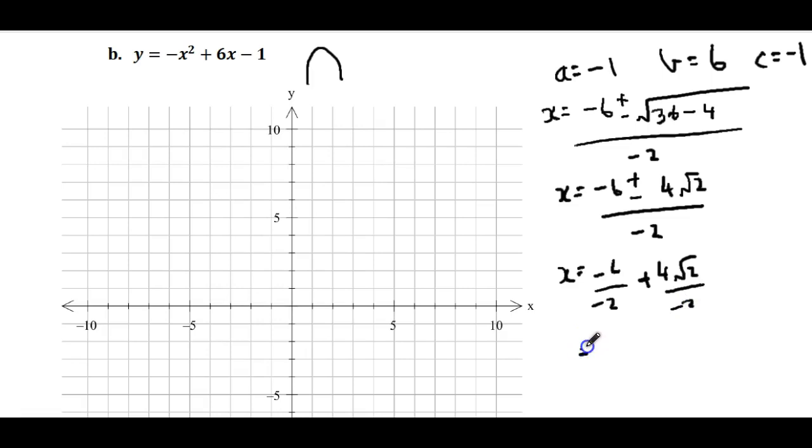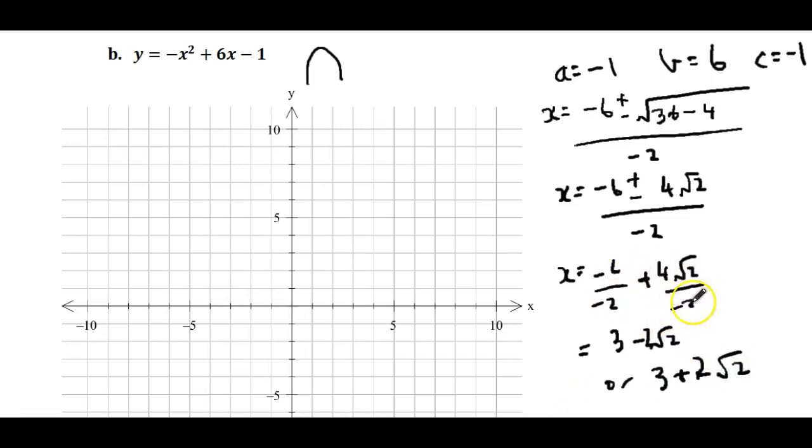Sorry, I'm just thinking. Okay, so 3 plus, well, one's going to be plus and one's going to be minus anyway. What am I doing? I'm not concentrating. There should be a 2 in there. And then the other one is 3 plus 2 root 2.